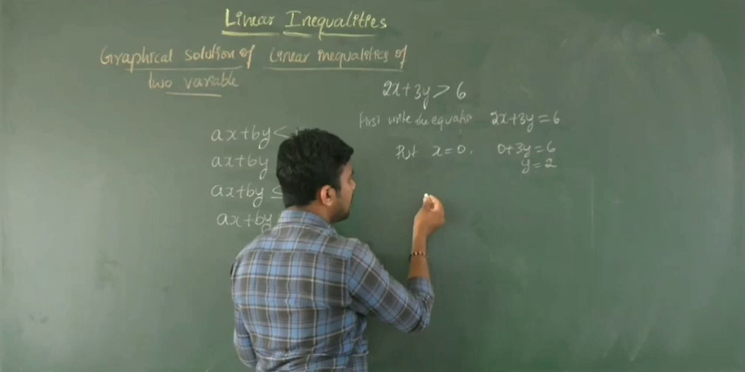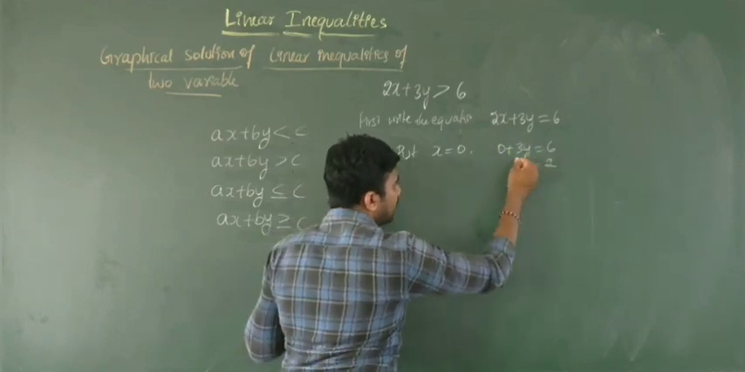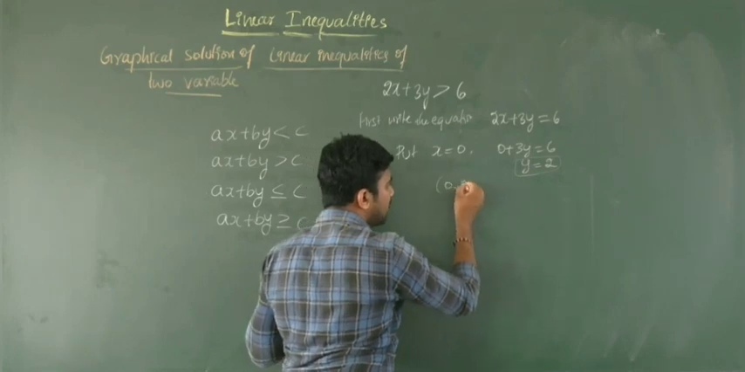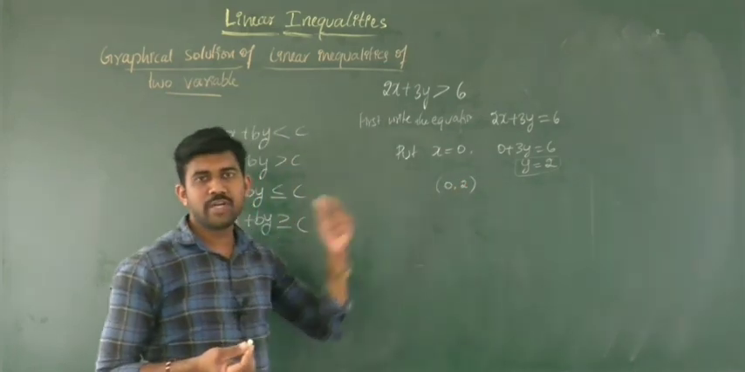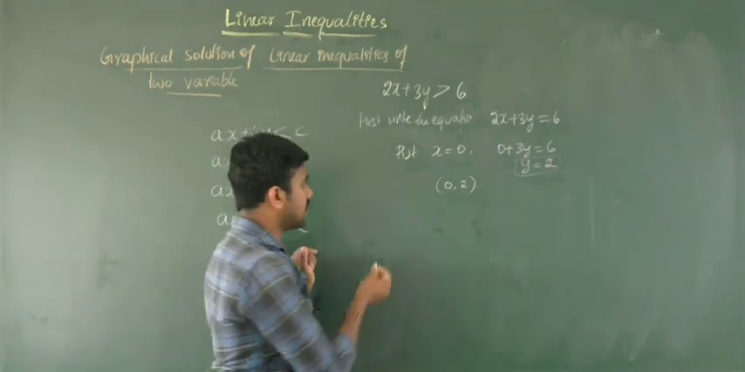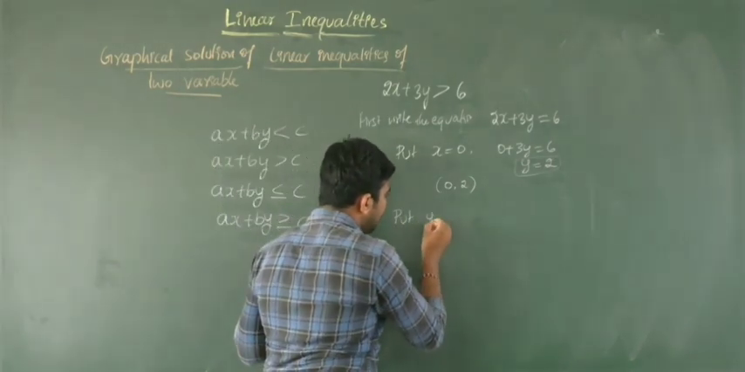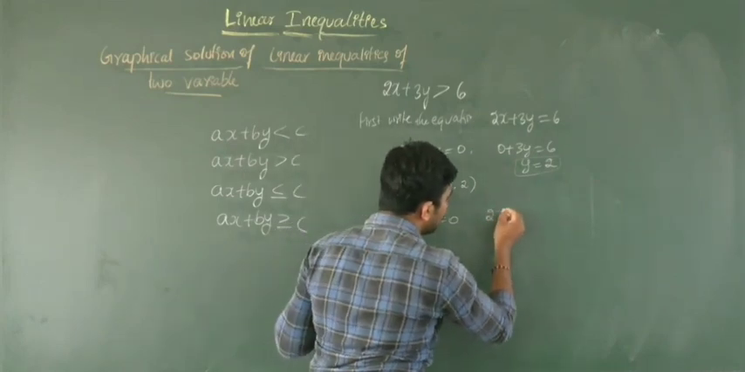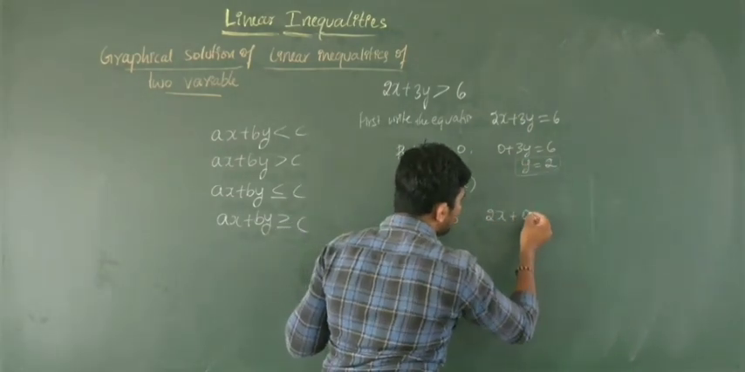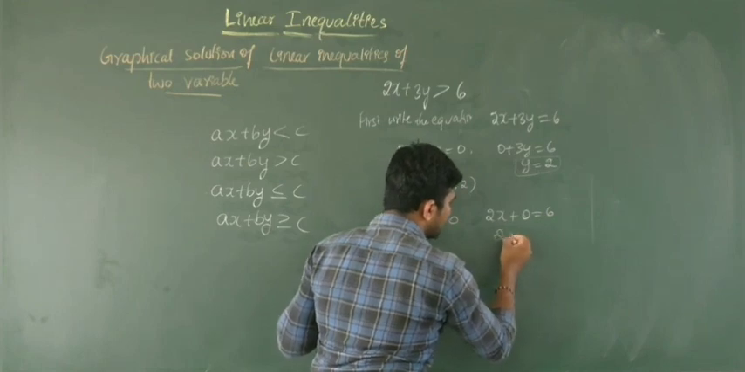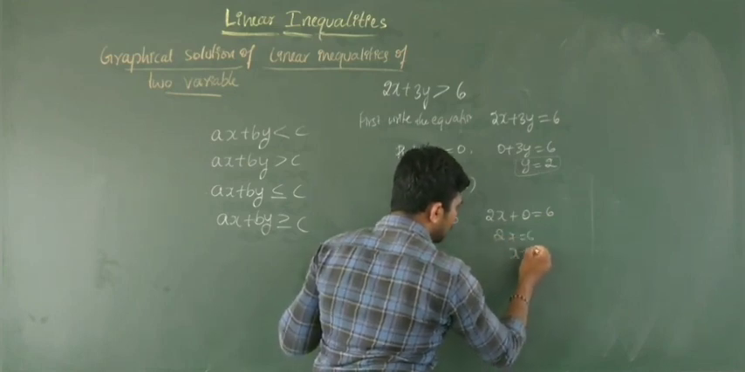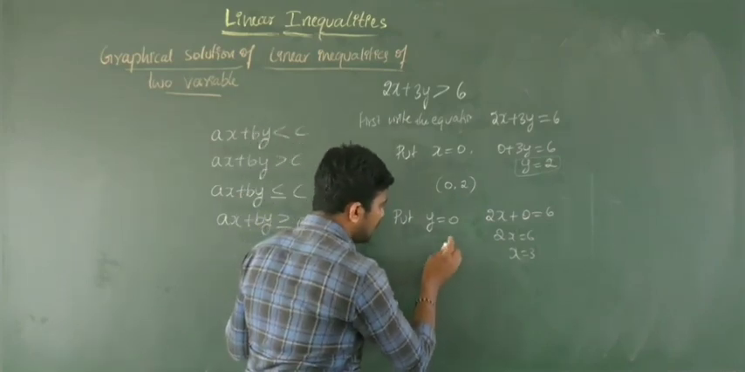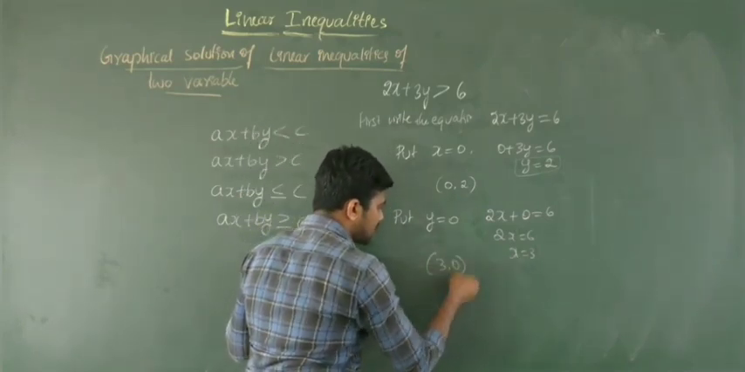So one point you got: when x is 0, y is 2, that is (0, 2). Similarly, put y is equal to 0 and get the value of x. 2x plus 0 is equal to 6, so 2x is equal to 6, x is equal to 6 by 2, that is 3. Another point: x is 3 and y is 0.